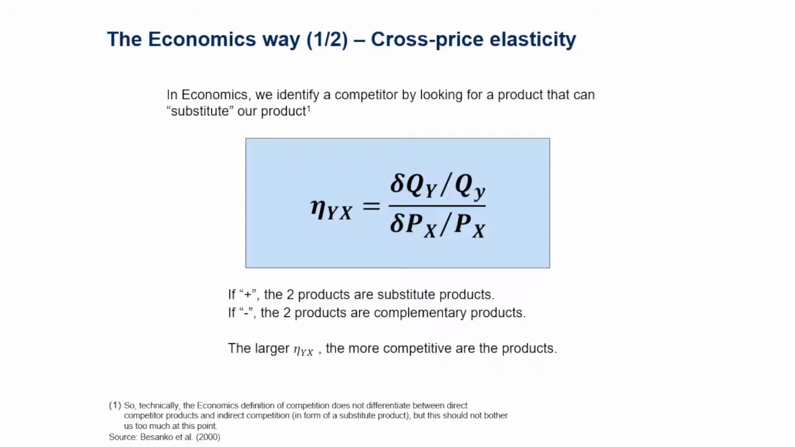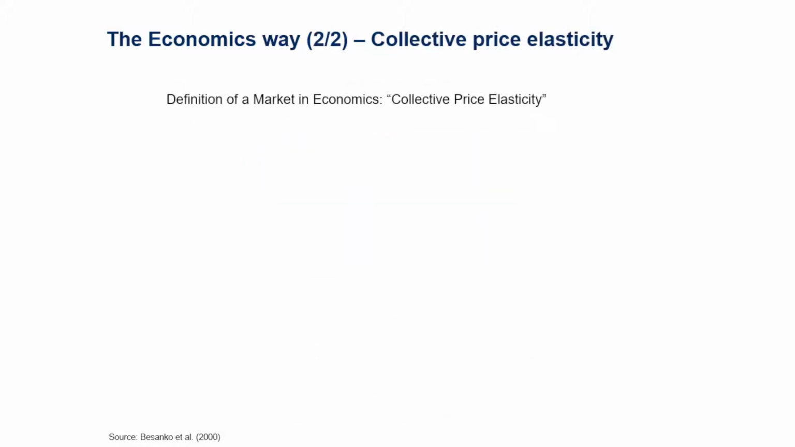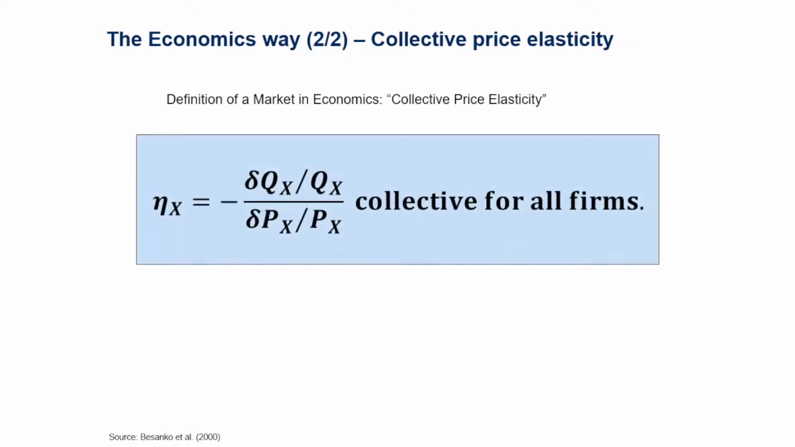Now these are two products. Now how can we define the whole market? Economics also has an answer to this one, and that is collective price elasticity. Collective price elasticity is a bit of a thought experiment. It is identified as the change of the quantity when the change of all firms in the market happens for the price of their products.